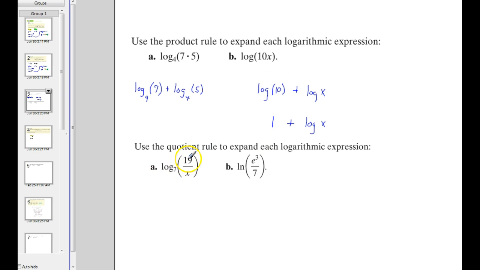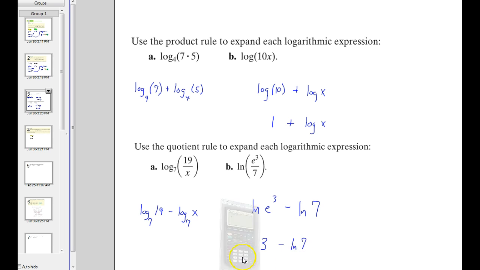Quotient rule, it's the log of the top minus the log of the bottom. So this would be the log base 7 of the top, which is 19, minus the log base 7 of x, the bottom. Alright, and then for the second one, the natural log of the top, e to the third, minus the natural log of the bottom. And again, just like the log base 10 of 10 was 1, log base e of e to the third is just the 3.